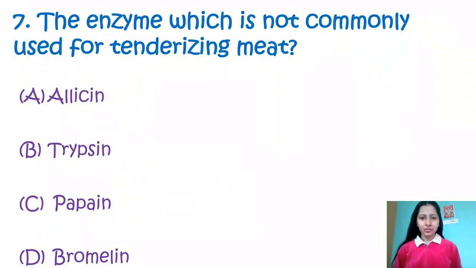Question number 7. Which enzyme is not commonly used for tenderizing of meat? Option A allicin, option B trypsin, option C papain, and option D bromelain. So which enzyme is not used for meat tenderization? It's option A, that is allicin. Allicin is an organosulfur compound mainly present in garlic. Whereas trypsin is an enzyme used to digest proteins. And papain is found in papaya fruit, and bromelain in pineapple. So my correct answer will be allicin, option number A.